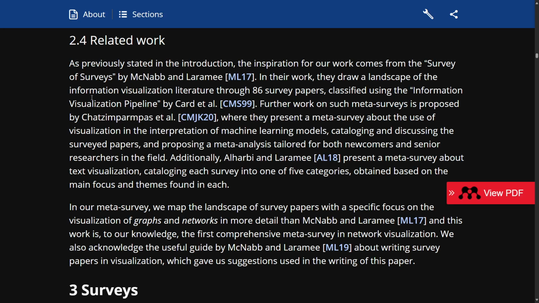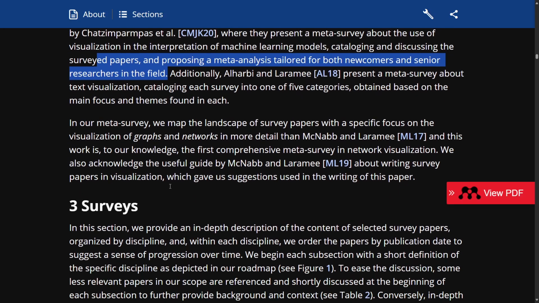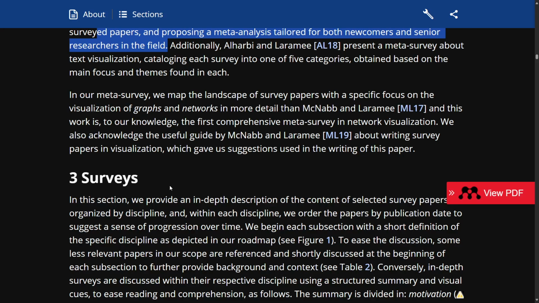Further work on such meta-surveys is proposed by Chatzimpampas et al., CMJK20, where they present a meta-survey about the use of visualization in the interpretation of machine learning models, cataloging and discussing the surveyed papers, and proposing a meta-analysis tailored for both newcomers and senior researchers in the field. Additionally, Al-Harbi and Laramie, AL18, present a meta-survey about text visualization, cataloging each survey into one of 5 categories, obtained based on the main focus and themes found in each.